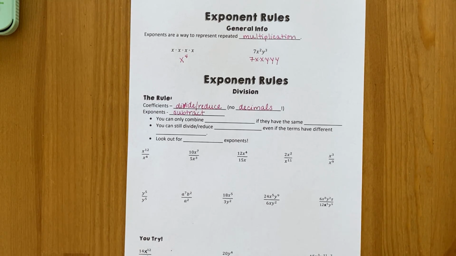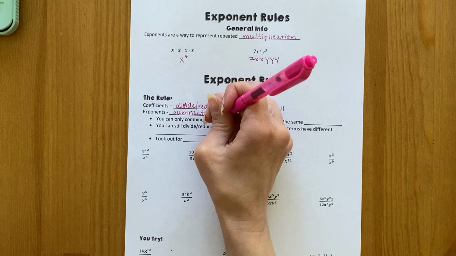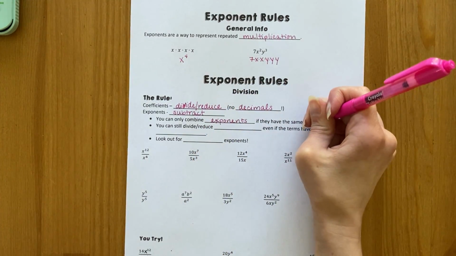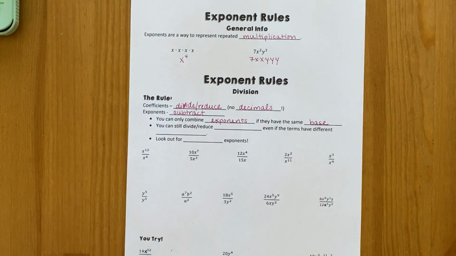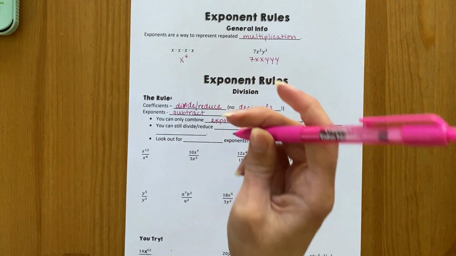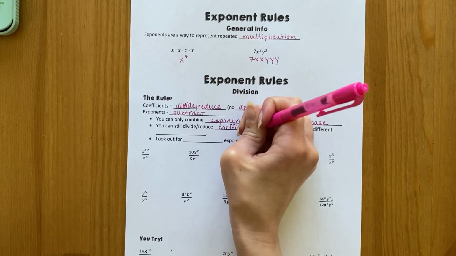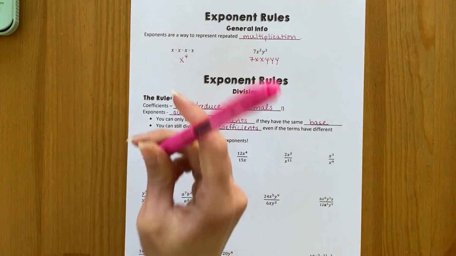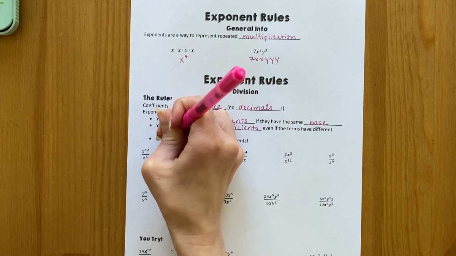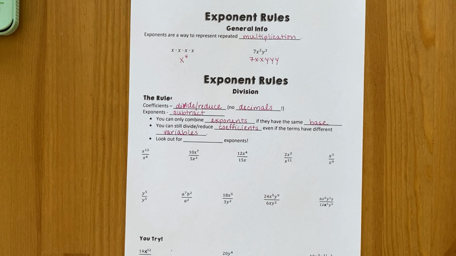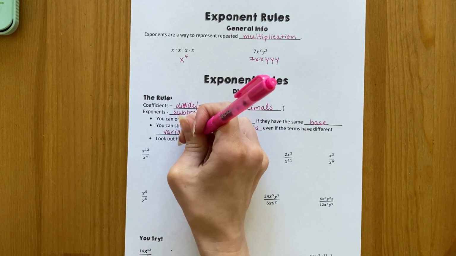Some of the things still cross over, so you can only combine exponents if they have the same base. You can also still divide or reduce coefficients even if the terms have different variables. Exponents of 1 will still show up in this section, kind of like they did for multiplication, but the weirder thing that's going to show up are negative exponents.